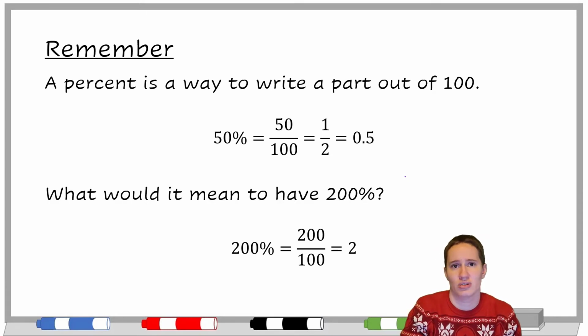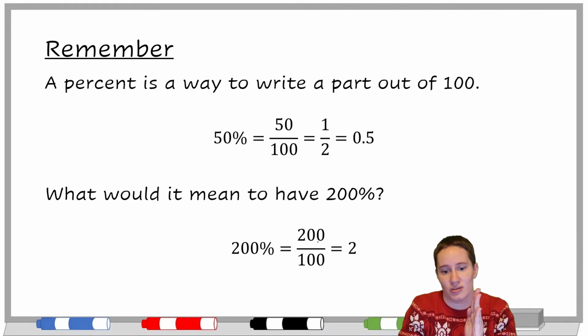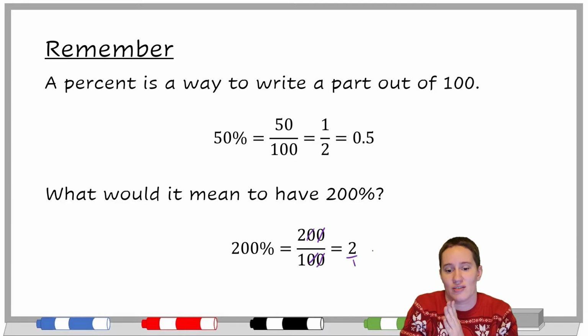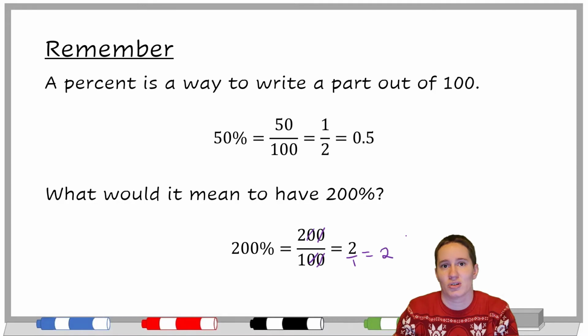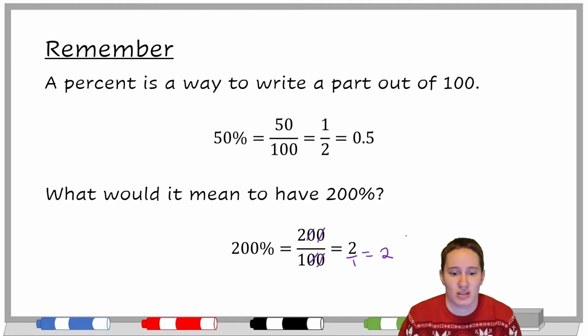There's a really cool trick you can do with simplifying when you have zeros at the end. Because they both have a 0, you can cancel out a 0, and you can do that for as many zeros as there are in common. So you could actually have a step in between here where you said that's 2 over 1, but then 2 over 1 just simplifies to be 2. So that's what the number equivalent of 200% would be, is 2.